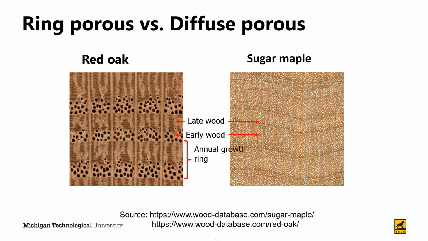Here we see the end grain, the transverse or cross-sectional surface, from a red oak and from a sugar maple. The oaks build really big pipes in the spring to transport a lot of water, and later in the summer these vessels are built much smaller. This is an example of a ring porous tree. The sugar maple builds very thin vessels both in spring and summer. This is an example of a diffuse porous tree.